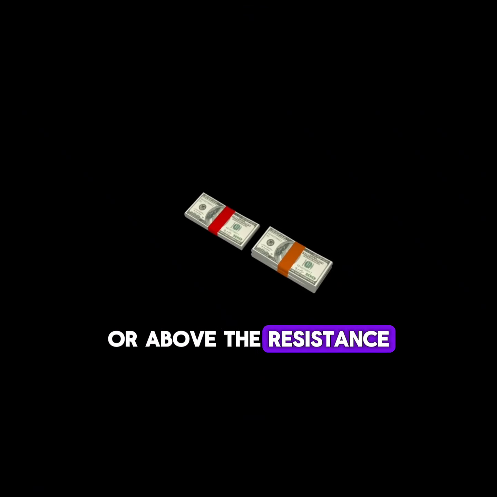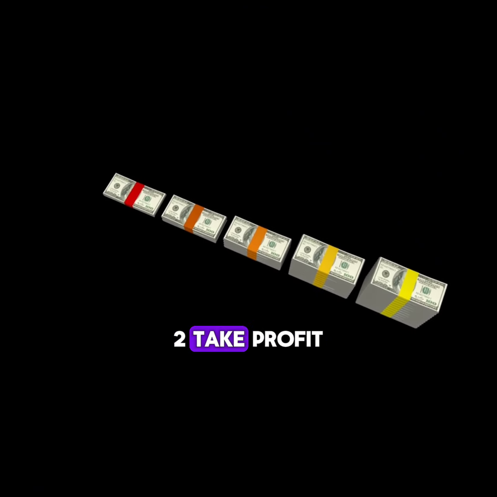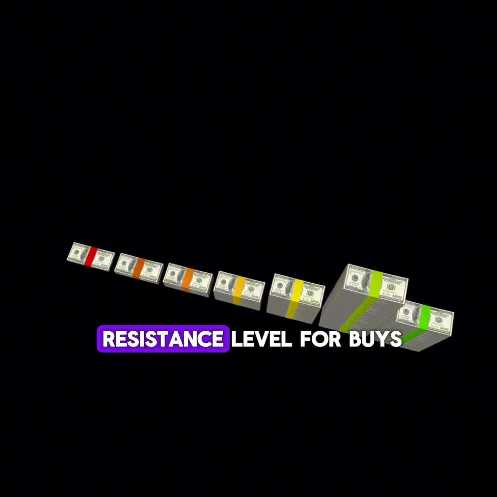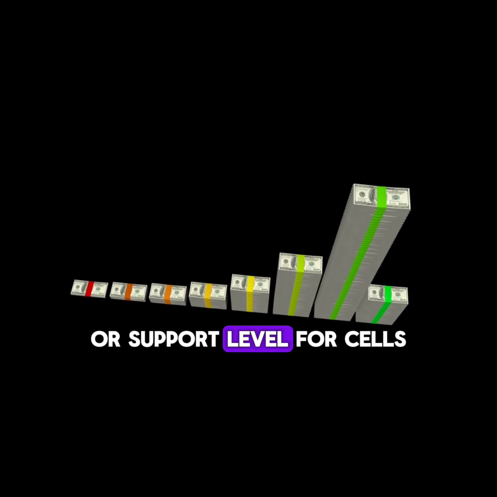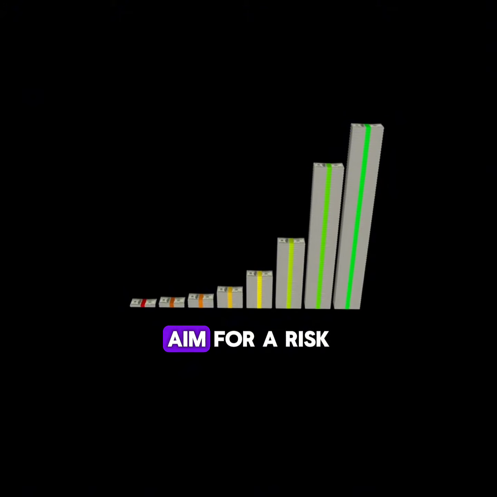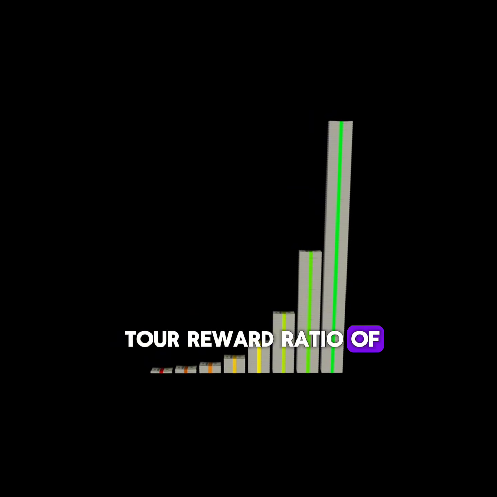Step 6. Set stop loss and take profit. 1. Stop loss: place your stop loss a few pips below the support level for buys or above the resistance level for sells. 2. Take profit: target the next key resistance level for buys or support level for sells. Alternatively, aim for a risk-to-reward ratio of 1:2 or higher.